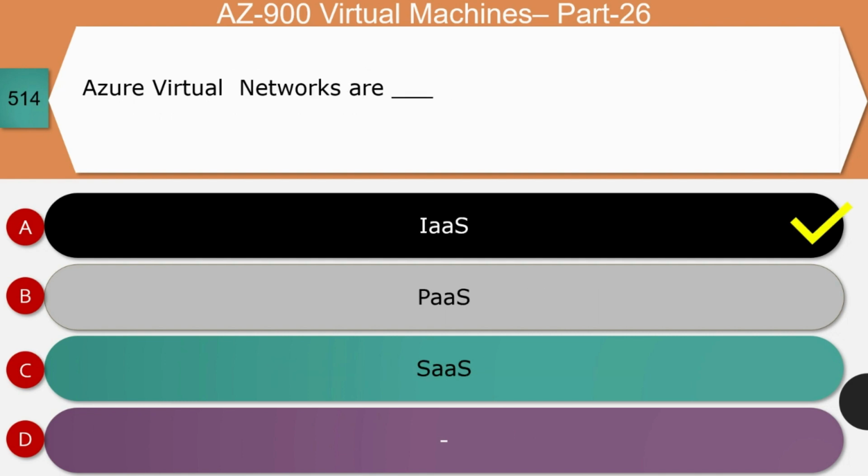Let's see the next question. Are Azure Virtual Networks IaaS, PaaS, or software as a service? The right answer for this question is IaaS. Azure Virtual Networks are hardware-level services offered to users, and so they are a perfect example of IaaS.